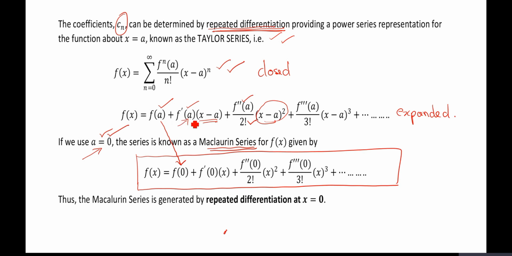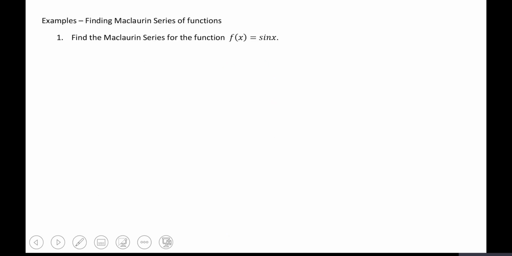So substituting a equal to 0, I get the first derivative at 0. And if a is equal to 0, then I'll only get x. The next term, the second derivative at 0 over 2 factorial x squared. And you can see the pattern. Third derivative at 0, x cubed. This is going to be the aim in this lesson, to find the series of a particular function by repeated differentiation. So let's get right to it.